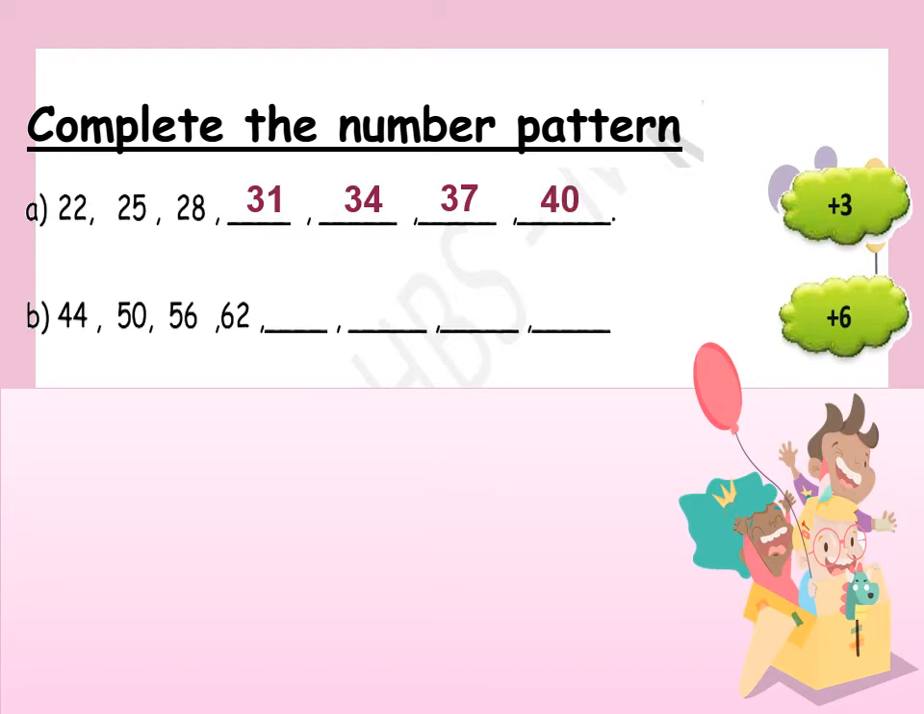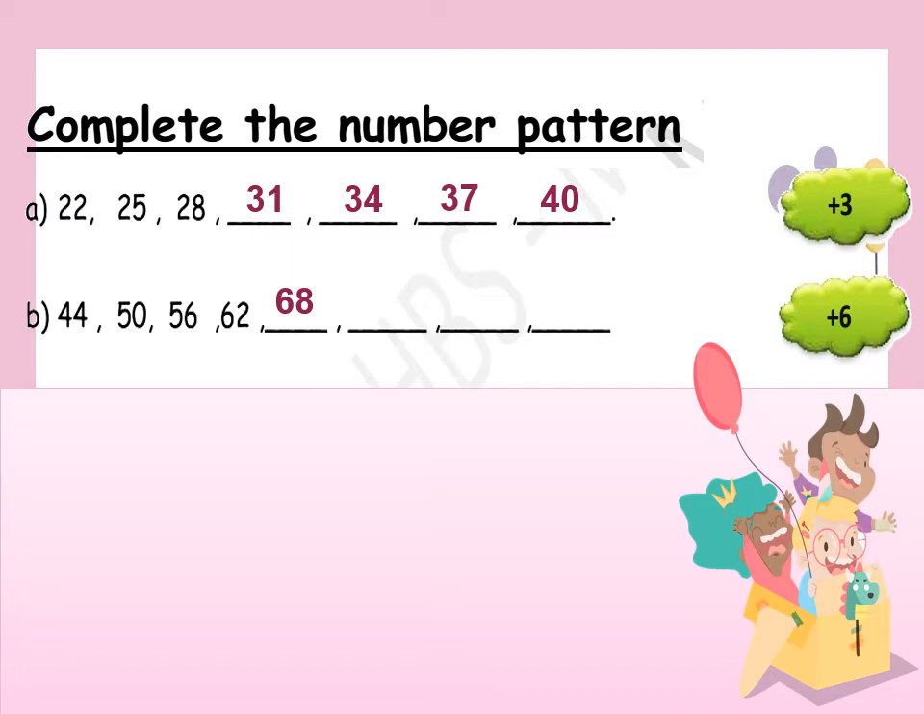From 44 to 50, we add 6. So each time here we add 6. And see here 50, 56, we add also 6. Then 56, 62. 62 plus 6 equals 68.